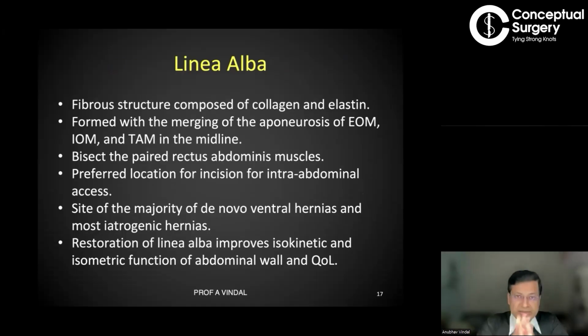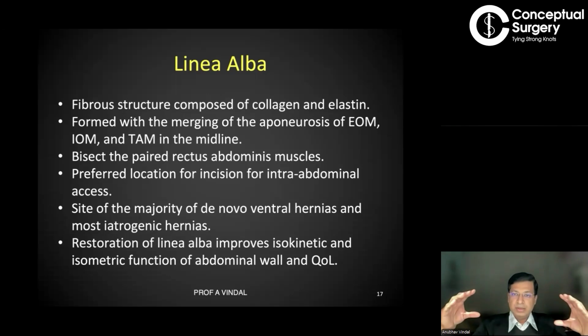The midline structure, which is a fascio-aponeurotic structure, is the linea alba. It is known as a white line. So linea is line and alba is white. And it is a fibrous structure which is composed of collagen and elastin. And it is formed by the merging of the anterior and the posterior rectus sheaths.